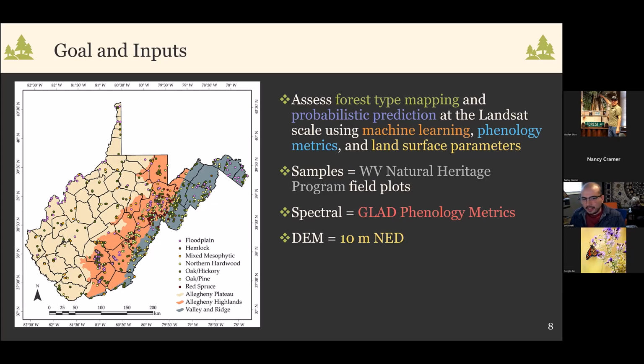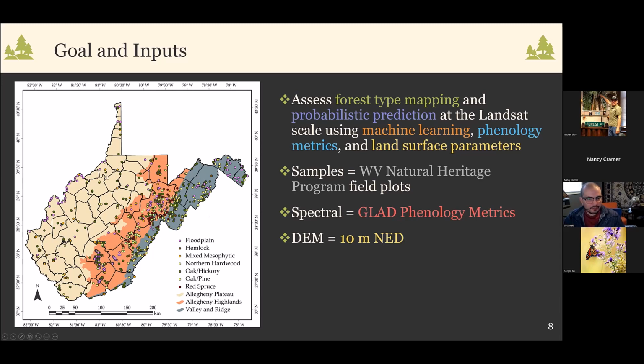The spectral data that we used in this study came from GLAD, the GLAD Phenology Metrics, which is a product from the University of Maryland that I'll talk about. And then the elevation data came from the National Elevation Dataset, specifically the 10-meter product.